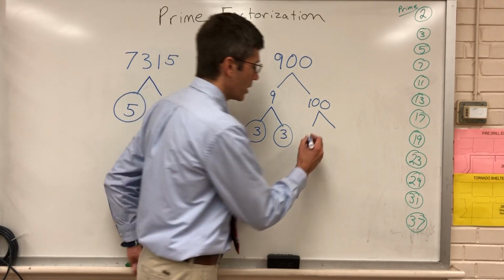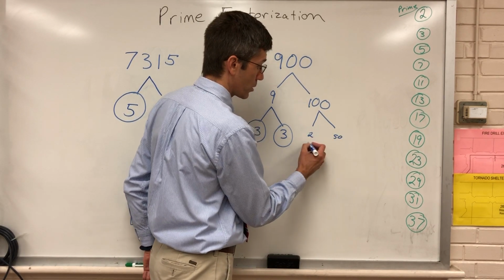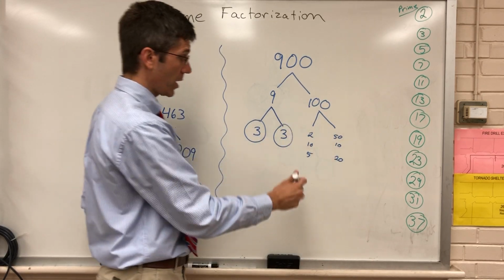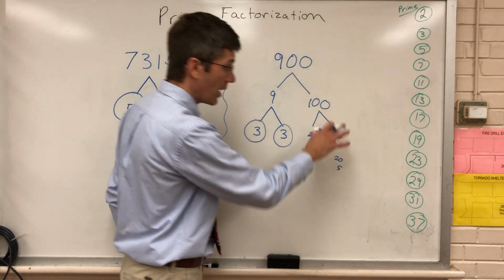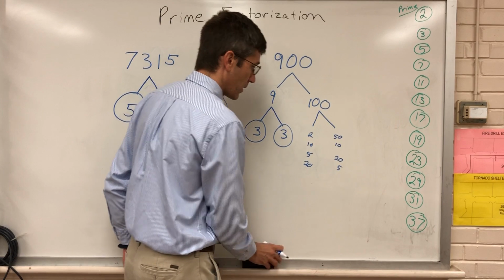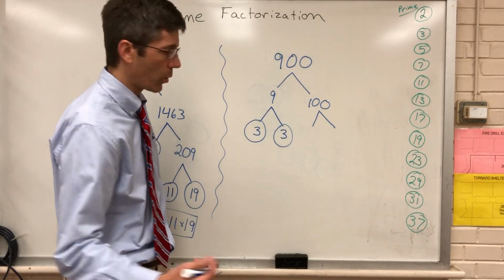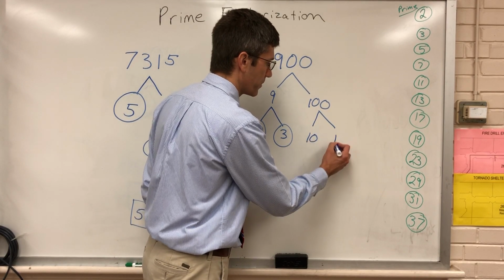Don't write what I'm about to put. You could put 2 50s. You could put 10 10s. You could put 5 20s. And you can turn these numbers around. You could say, I want to have 20 here and 5 here. There's lots of things you can do. So I'm just going to pick one. And for the sake of where this is going, I'm going to pick 10 and 10.